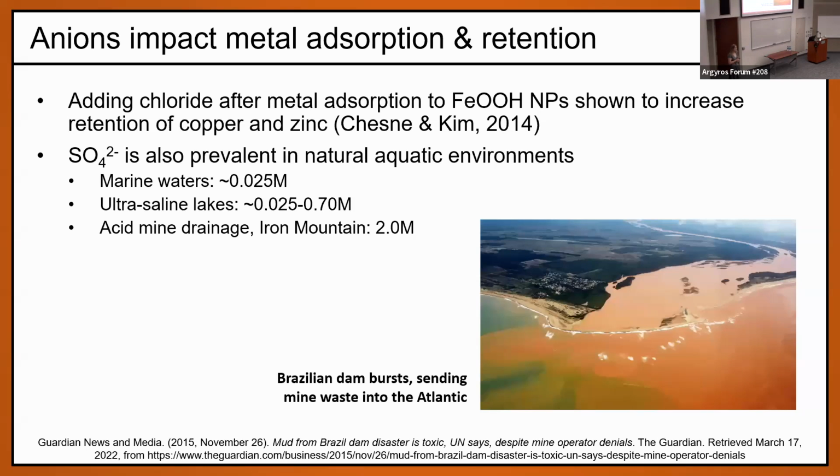So sulfate is another anion that's really common in acid mine drainage environments, as well as many natural aquatic environments. You can see here a couple of examples of where it's found. It's the second most common anion behind chloride in seawater. It's found in ultrasaline lakes and in high concentrations in acid mine drainage, such as Iron Mountain, as an extreme example at 2 molar.